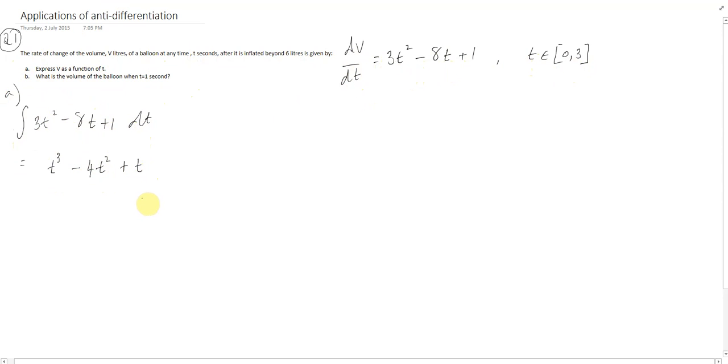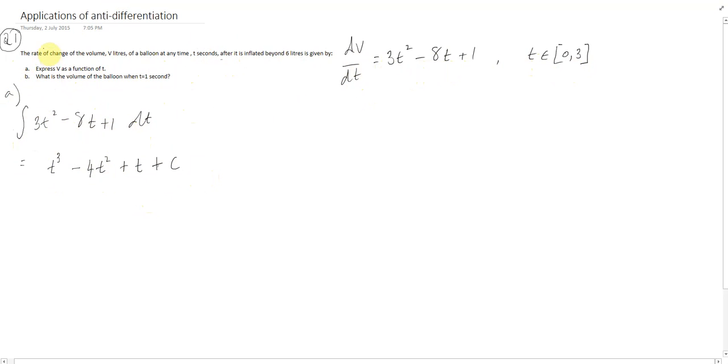Now, lastly, there's something I've forgotten, and that is the constant term. So I need to write a plus c for our constant term. Now, this is the really hard bit, figuring out what c means. What is c? To find our constant term, you always need an extra bit of information. And the extra bit of information is kind of hidden in this question.